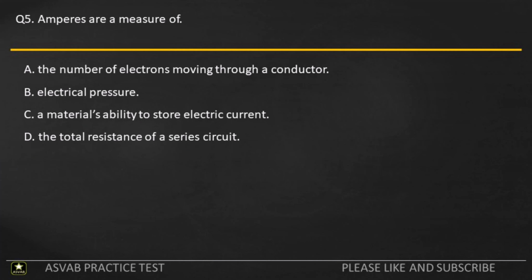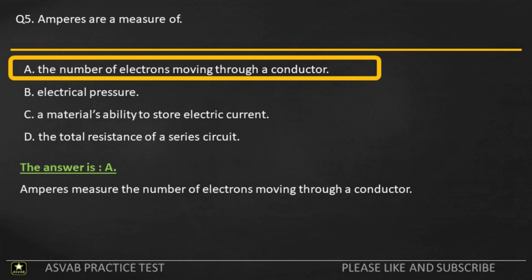Q5. Amperes are a measure of A. The number of electrons moving through a conductor, B. Electrical pressure, C. A material's ability to store electric current, D. The total resistance of a series circuit. The answer is A. Amperes measure the number of electrons moving through a conductor.